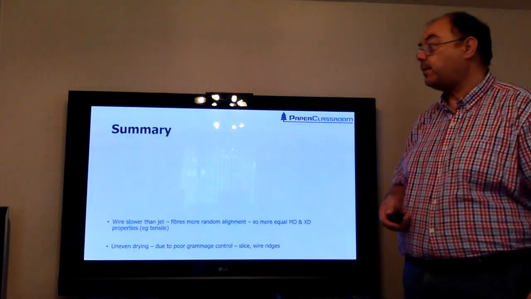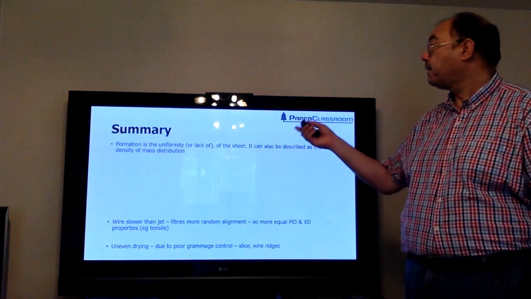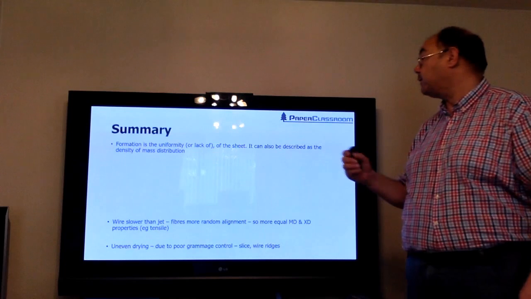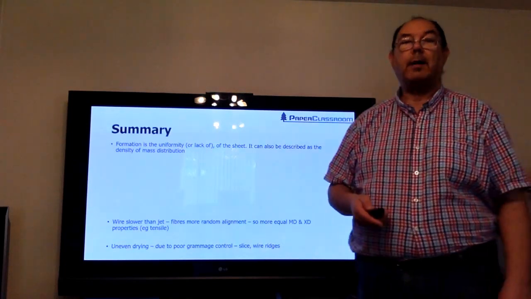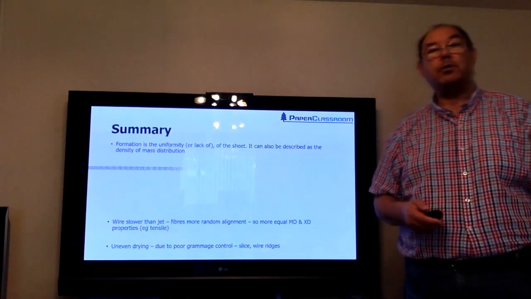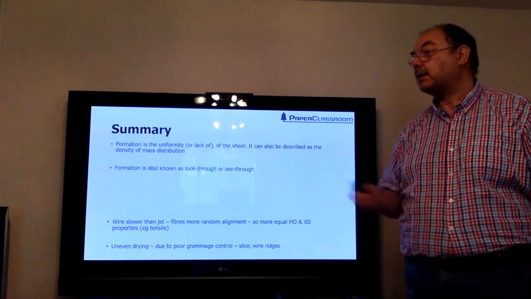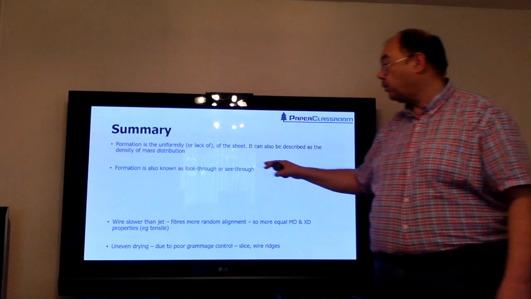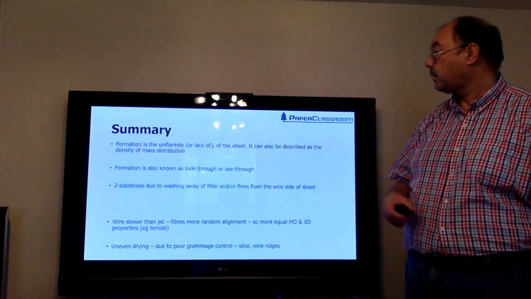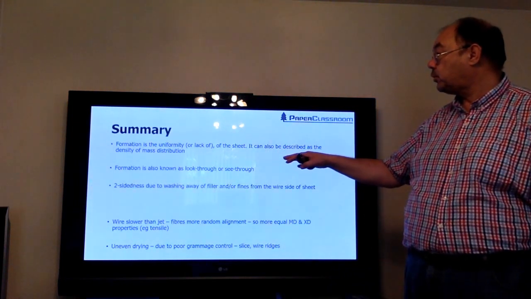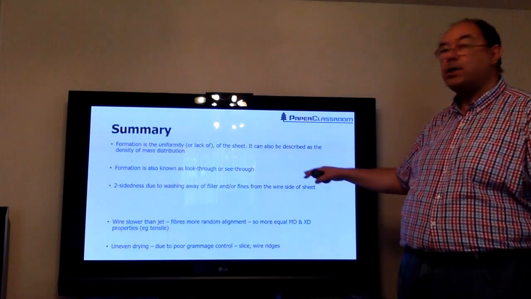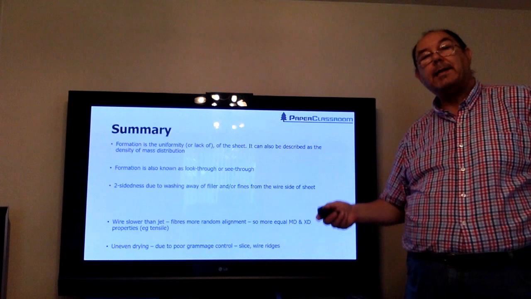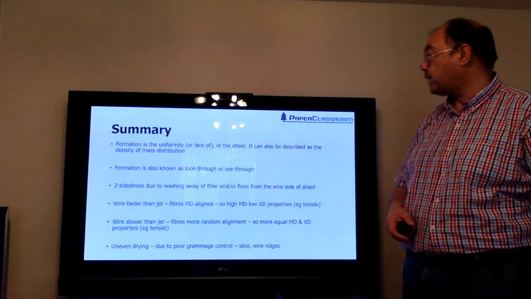So to summarise what we've said in this section, formation is the uniformity or lack of uniformity of the sheet. It could also be described as the density of mass distribution, if you're mathematically inclined. Formation is also known as look-through or see-through. Two-sidedness is due to the washing away of fibre or filler or fines from the wire side of the sheet during the formation process.